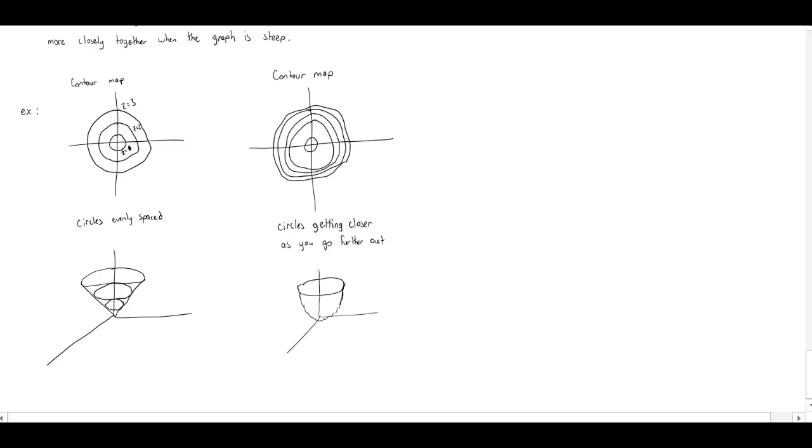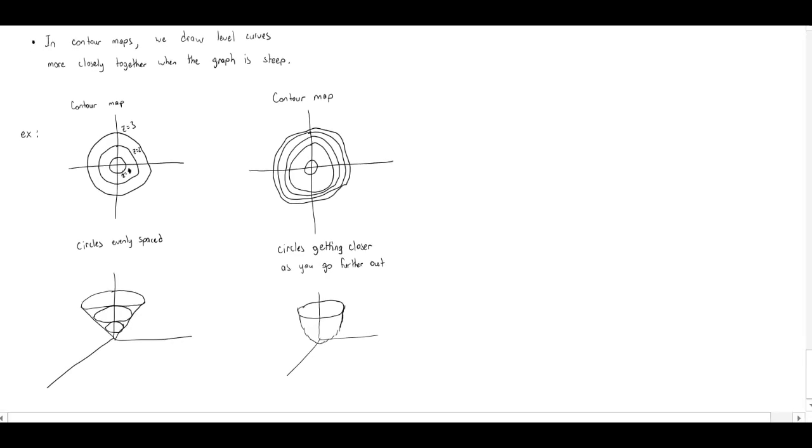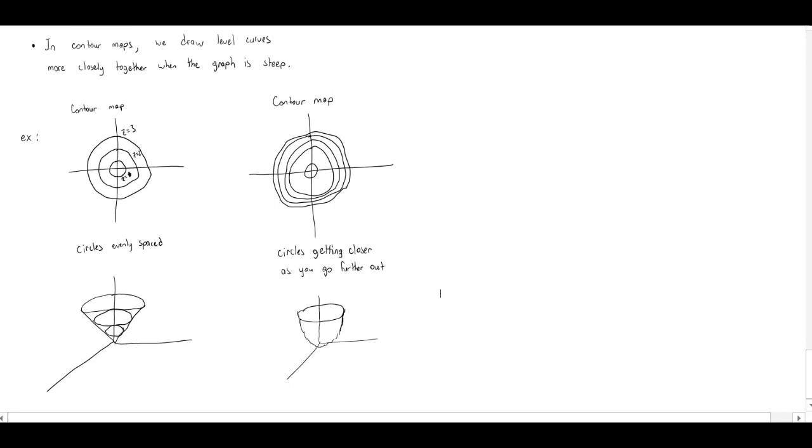Okay. Yeah, so when you're reading a contour map, pay attention to the density, or how bunched together the level curves are. That gives you a better sense for how steep the graph is supposed to look, all right? Okay. Any questions?